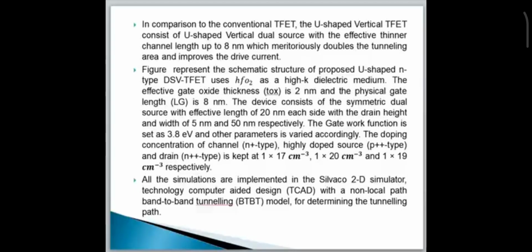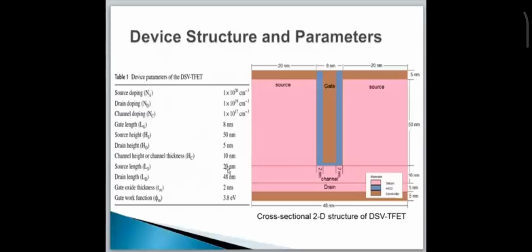The device consists of a symmetrical dual source with an effective length of 20 nanometer on each side, with a drain height and width of 5 nanometer and 50 nanometer respectively. From the figure, you can note that the source length on either side is 20 nanometer, the channel length is 8 nanometer, the gate oxide thickness is 2 nanometer, and the source thickness is around 50 nanometer and the drain thickness is around 5 nanometer.